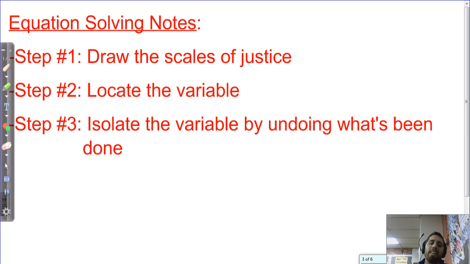And how are we going to do that? Step number 3, we're going to isolate the variable by undoing what's been done. Undo what's been done. Many of you have heard me tell the story of a teacher who used to sing that little phrase, we got to undo what's been done. And so what we're going to do is isolate the variable, get it alone to see what it balances with by getting rid of everything that's with it on that side of the scale.